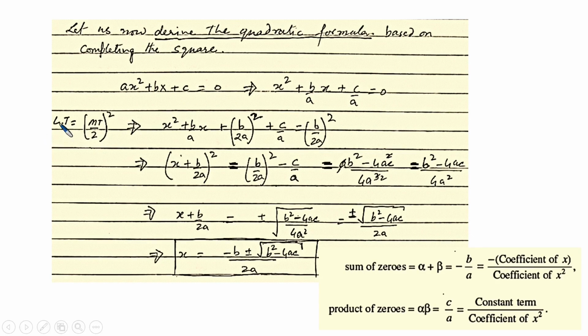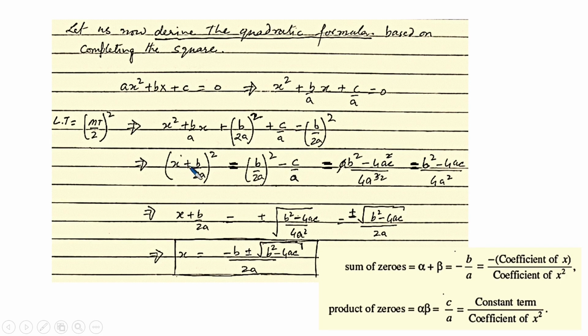So here I use the last term as the middle term divided by 2 the whole square. The middle term is b by a divided by 2, that is (b by 2a) square. So this I am adding, and this I am leaving as it is. But since I am adding this, I have to subtract also. So this minus sign can go to the right and it becomes plus sign here. And now I can take this also to the side here.